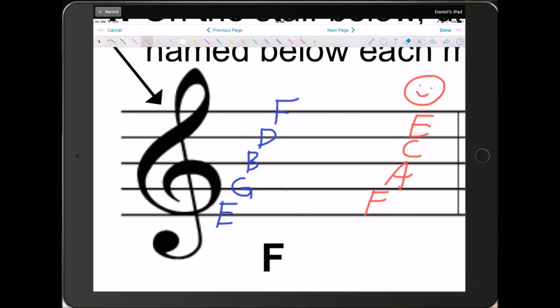Okay, so F. There's two spots I can draw F. I can draw it here, or I can draw it here. The first letter of the word space, or the last word in Every Good Boy Does Fine. Don't draw it in both spots. Just pick a spot and go with it if they give you an F.